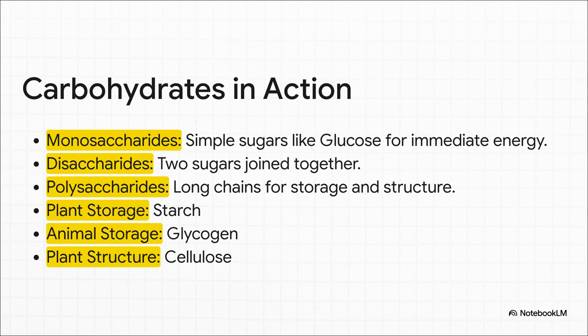This is how living things store energy. Plants store it as starch. We animals store a version called glycogen, mainly in our muscles and liver for when we need a quick boost. Oh, and you know that crunch when you bite into celery? That's cellulose, a super tough carb that plants use to build their cell walls. And here's a fun fact. Our bodies can't actually break it down for energy, which is exactly why we call it dietary fiber.